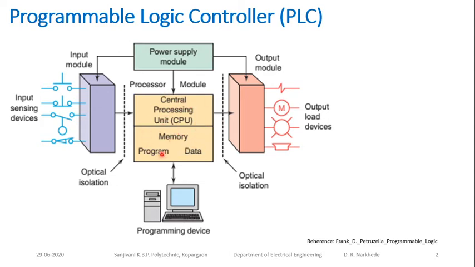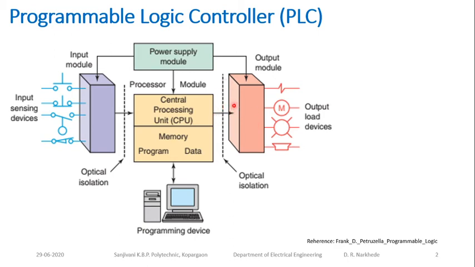The central processing unit is the brain of your PLC. It will process all the data. And the third part is your output module. Once the program is executed, based on the input and the logic written in the program, certain output devices may get energized or de-energized. So this CPU will give a signal to the output module.